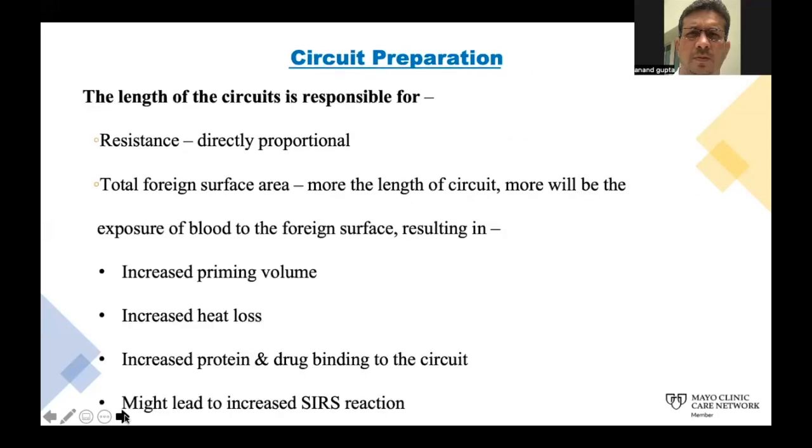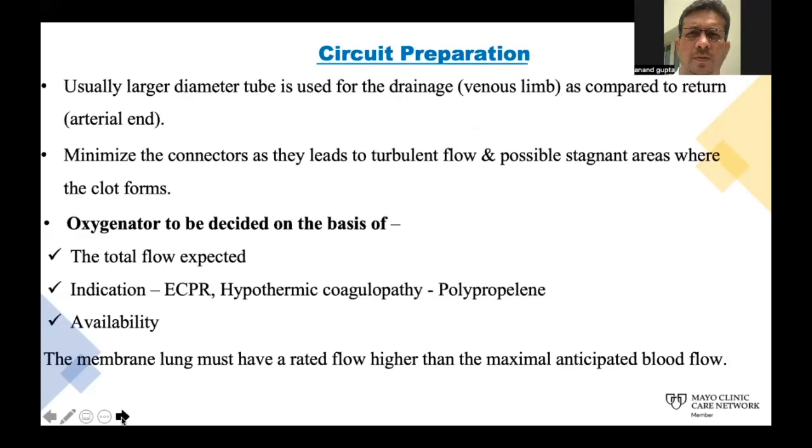Circuit preparation. The length of the circuit is responsible for resistance. Directly, more length, more resistance. The foreign surface area: the more the length of the circuit, the more will be the exposure of the blood to the foreign surface, resulting in increasing prime volume, increasing heat loss, and increasing the protein and drug binding to the circuit, which might lead to increased surface reactions.